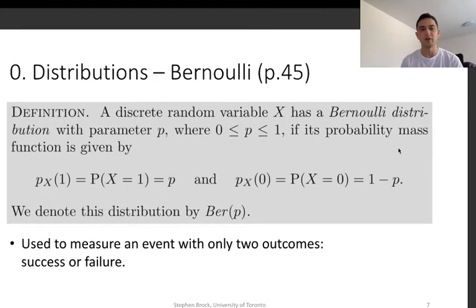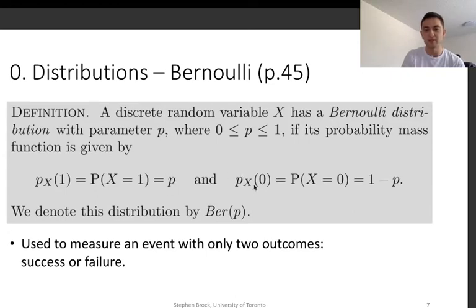All right, so in terms of distributions, I'm not going to spend too much time on each one. I'm just going to quickly go over their definitions and where you can find them. The Bernoulli distribution is on page 45, and by definition, a discrete random variable X has a Bernoulli distribution with parameter p, where 0 is less than or equal to p, which is less than or equal to 1, if its probability mass function is given by p_X(1) equal to the probability of X equals 1, which is equal to p.